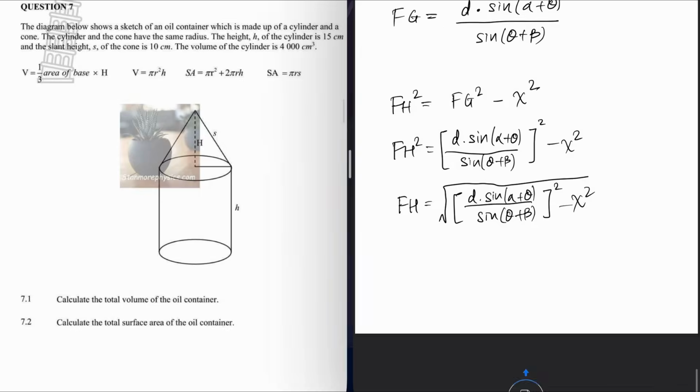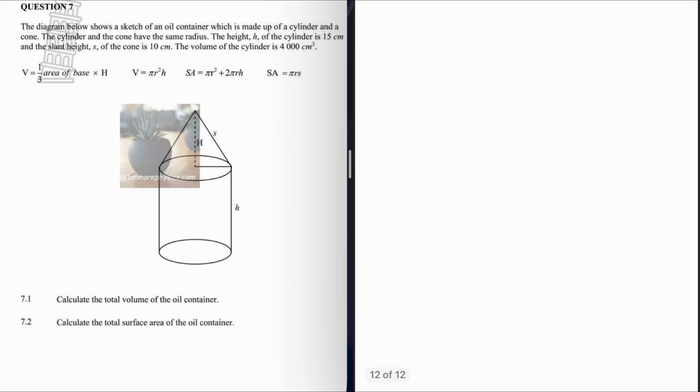Okay, now let's move on to question number 7. The diagram below shows a sketch of an oil container which is made up of a cylinder and a cone. The cylinder and the cone have the same radius. The height h of the cylinder is 15 centimeters and the slant height s of the cone is 10 centimeters. The volume of the cylinder is 4,000 centimeters cubed.